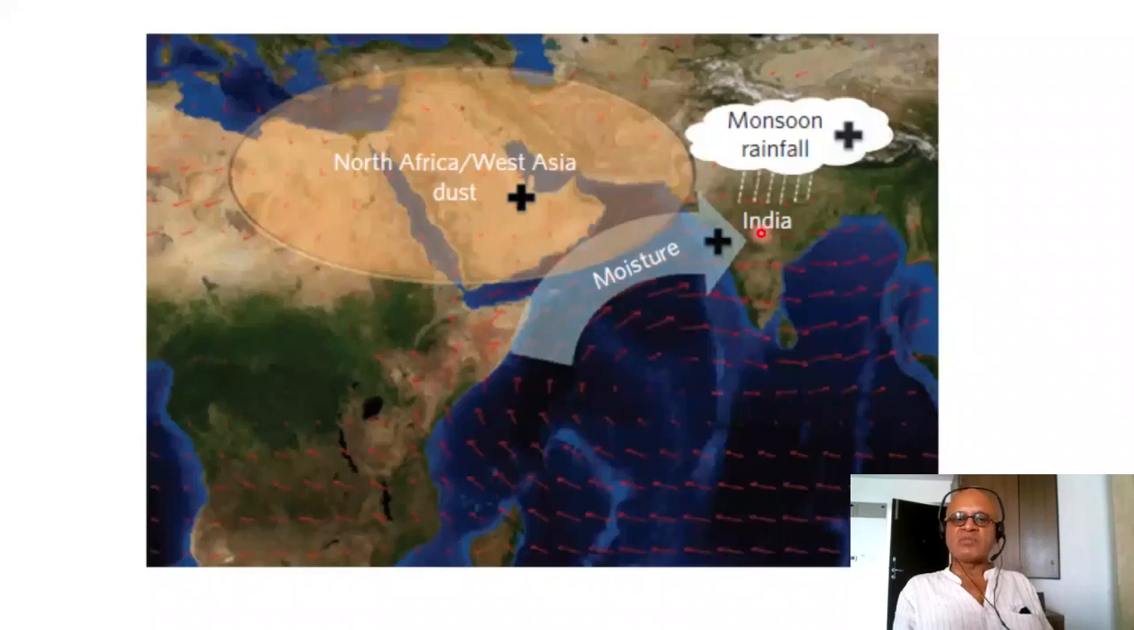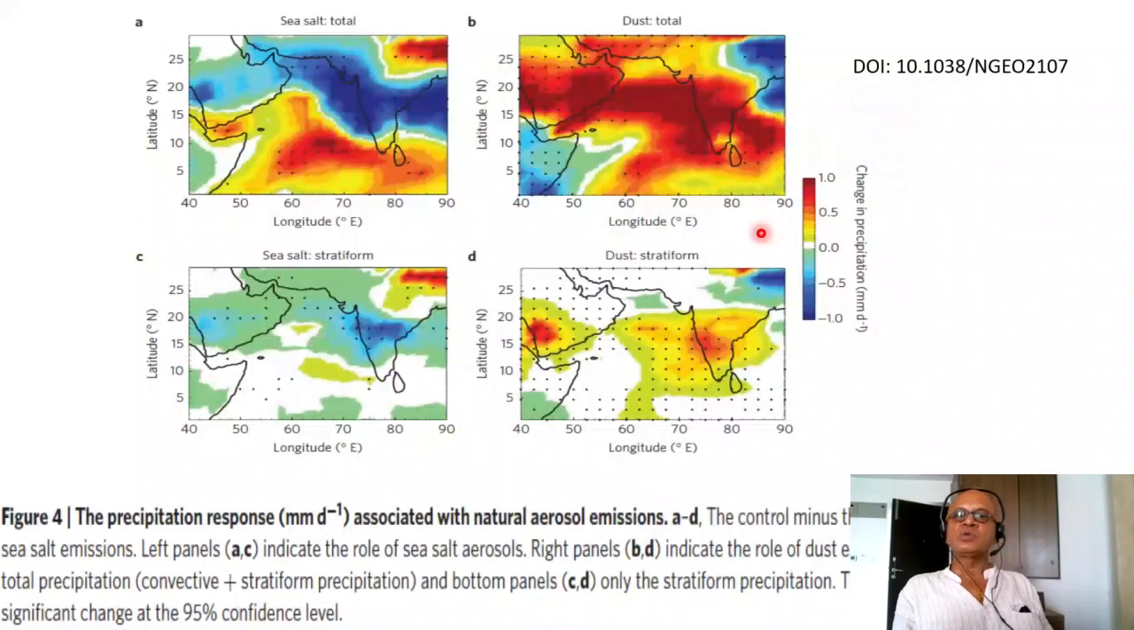And in this paper by Vinoj et al., the conclusion is that depending on whether it's sea salt or the dust, and whether it's the total rainfall or the stratiform rainfall, the change in precipitation shown here can be different. So sea salt is reducing the total rainfall and the stratiform rainfall, whereas this is the lag of 6 days.